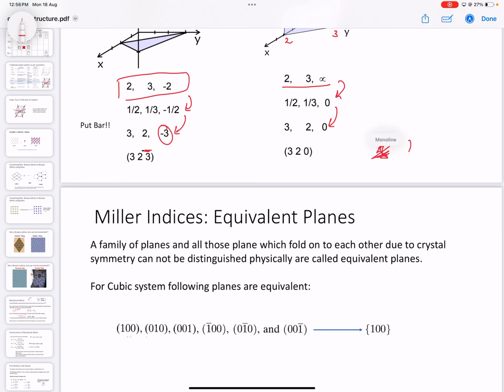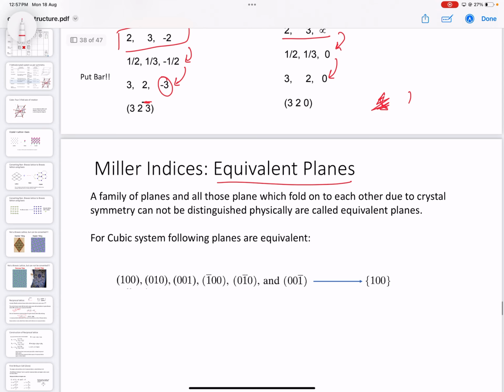Okay. Now coming to this equivalent plane. We saw that a cube has a threefold axis of symmetry, right? You can take a cube, pass a body diagonal through it, rotate it by 120 degrees, and you get the same cube, right? So because of these symmetries, many Miller planes are the same. They may be different in their numbers, but physically the atoms are going to look exactly the same. So these are called equivalent planes, right?